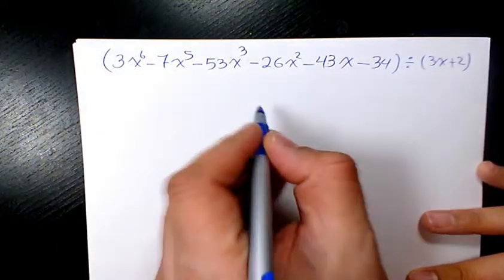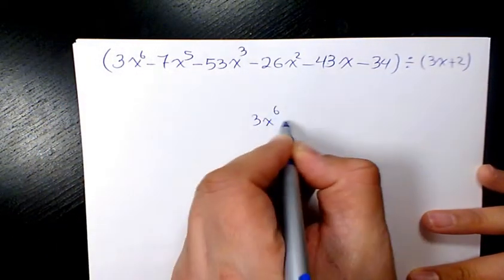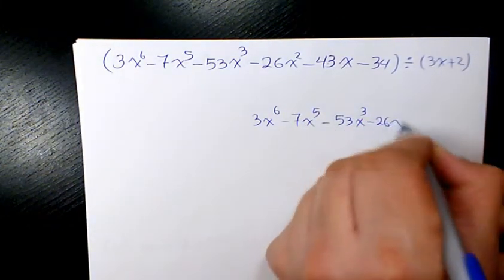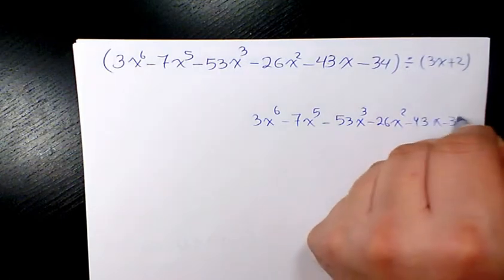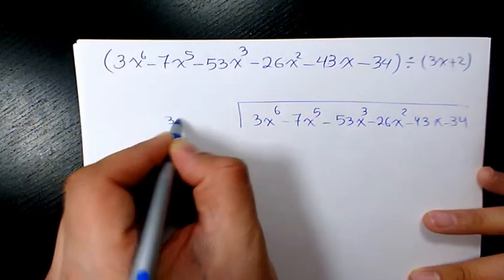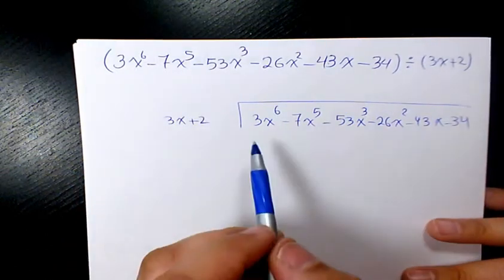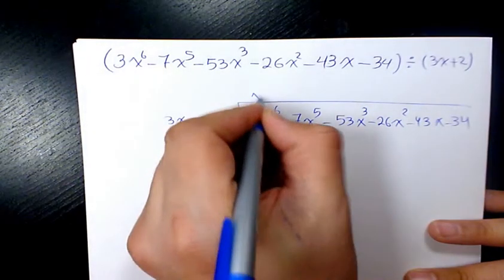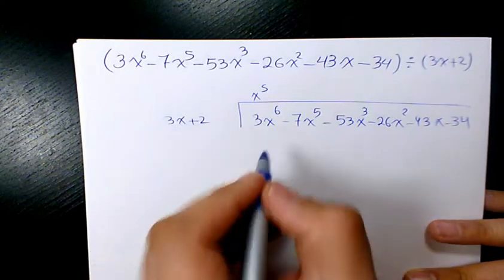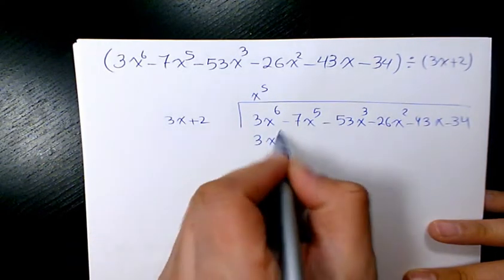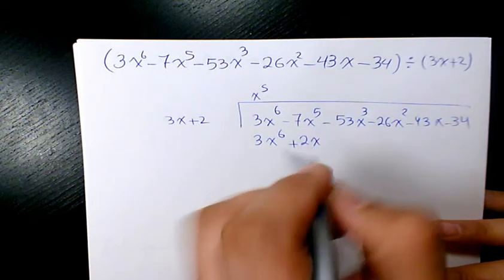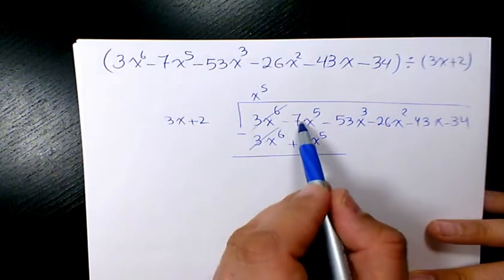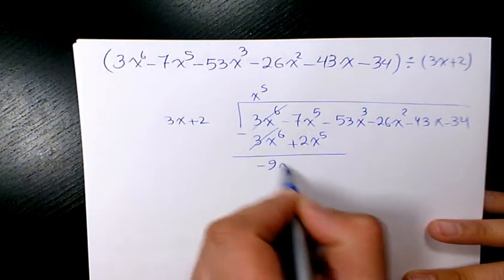Now let's do this example. 3x to the power of 6 minus 7x to the power of 5 minus 53x cubed minus 26x squared minus 43x minus 34 divided by 3x plus 2. So 3x to the power of 6 divided by 3x is going to be x to the power of 5. Multiplying it by the divisor, we get 3x to the power of 6 plus 2x to the power of 5. Cancel out. Negative 7 minus 2 is going to be negative 9x to the power of 5.